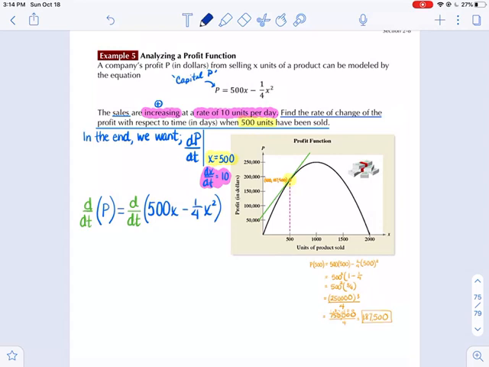We're talking about related rates, and we're in section 2.8. This is the last section of the chapter, and we want to work on profit equations, profit functions. So in example 5, we're analyzing a profit function.